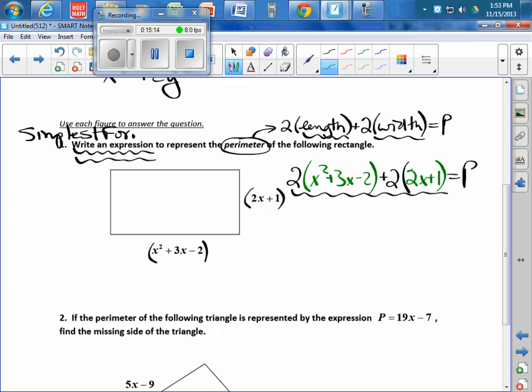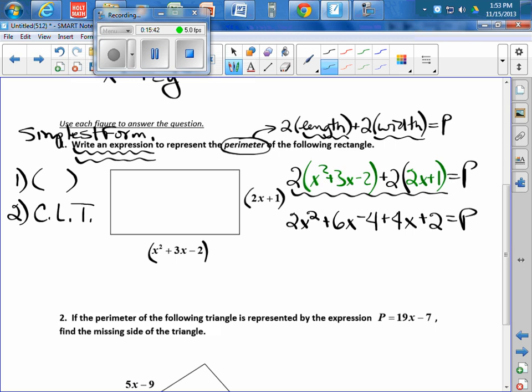And what does that mean, to write an expression in simplest form? Number one, get rid of the parentheses. Number two, combine like terms. So how are we going to get rid of the parentheses here? Well, we're going to use the distributive property. 2 times x squared is 2x squared, plus 2 times 3x is 6x, and 2 times negative 2 is negative 4. 2 times 2x is plus 4x, and 2 times 1 is 2.